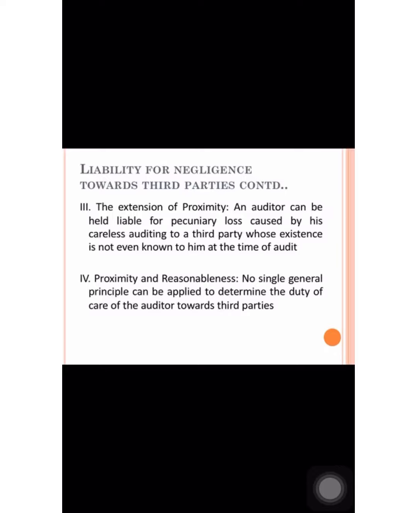However, the law relating to liability of an auditor towards third parties is still evolving and the courts can take a different view depending upon the circumstances.